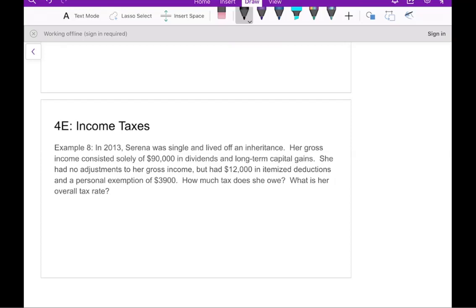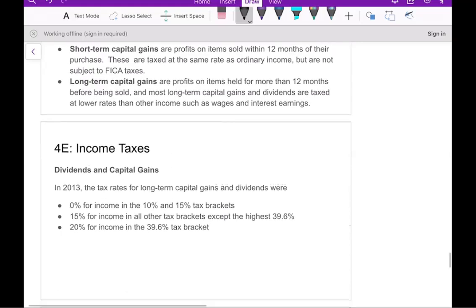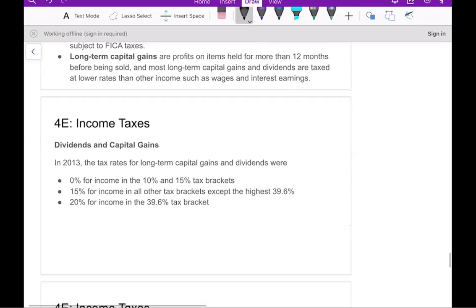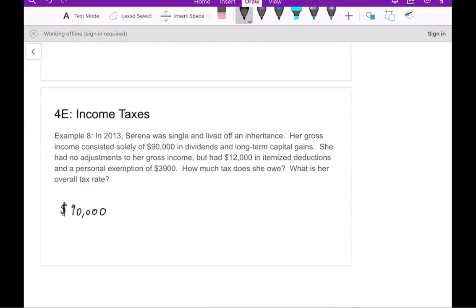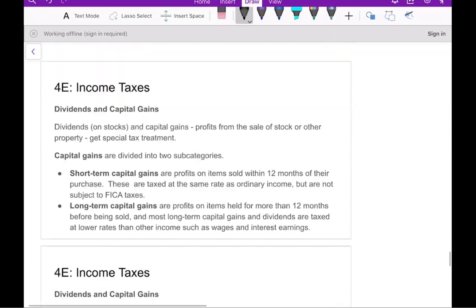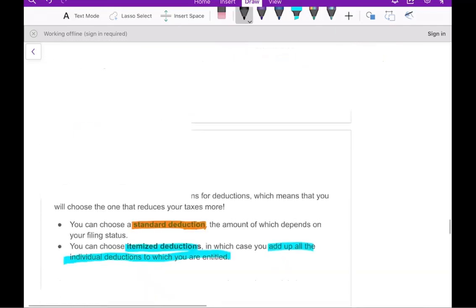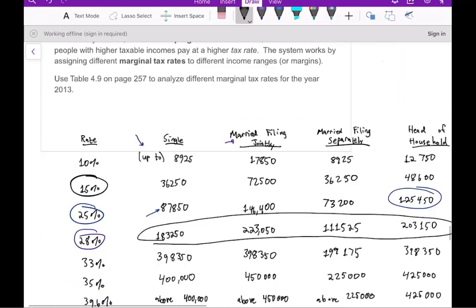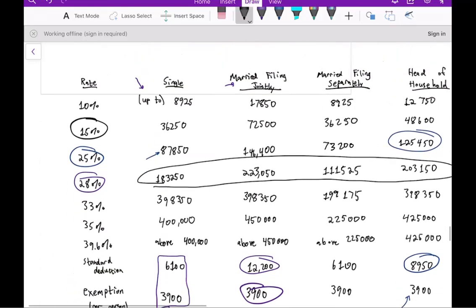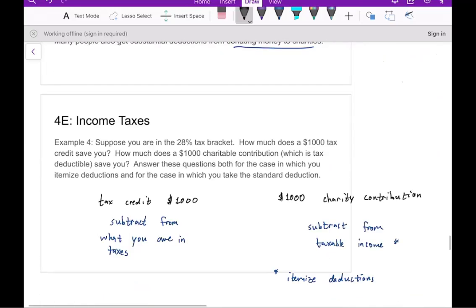So first of all, her income was $90,000. Now, this was purely in dividends and long-term capital gains. So we first need to figure out which bracket she is in. So if she's at $90,000, we go to our table here. And she's single, so it looks like we're in the 28% bracket.